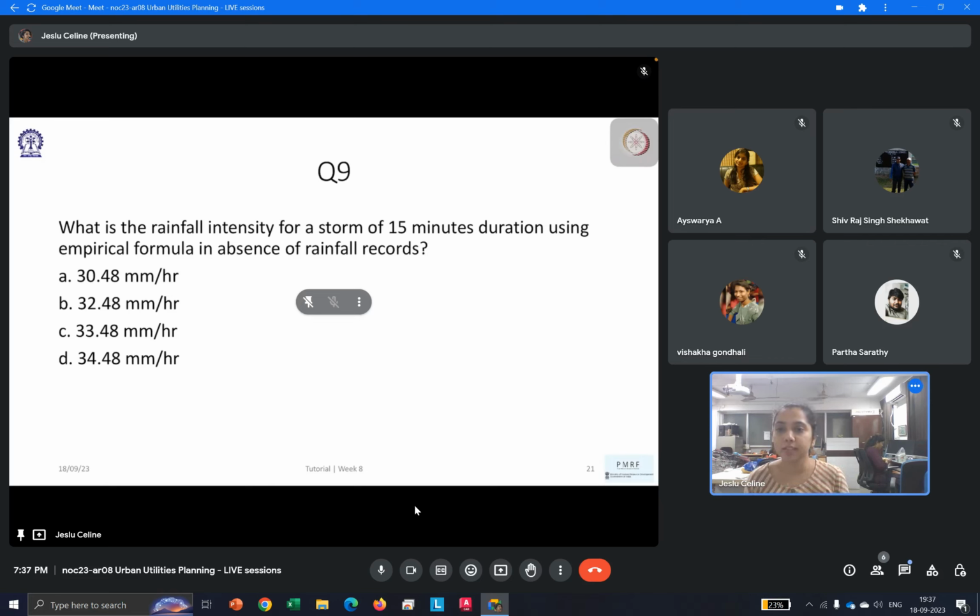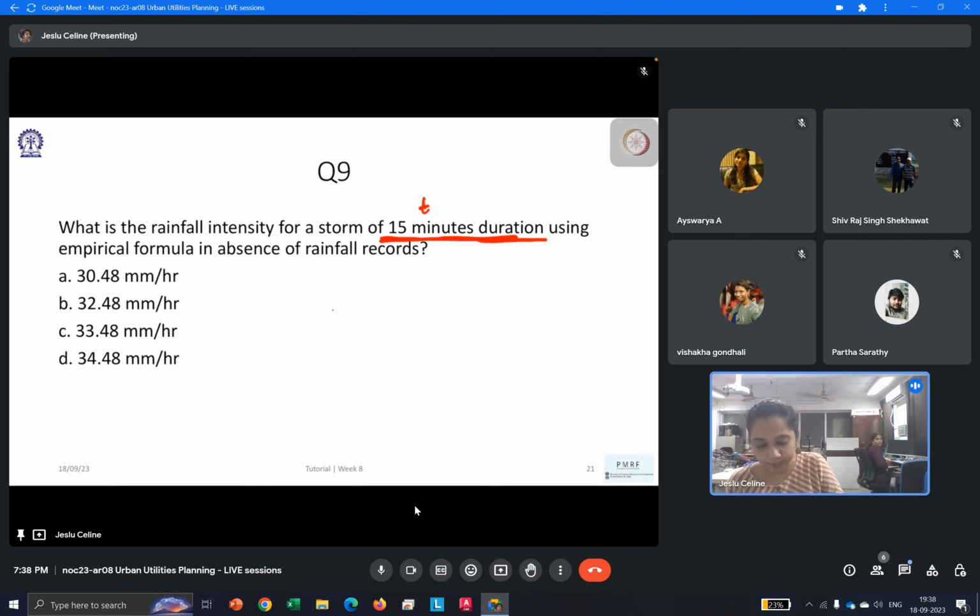Question 9. What is the rainfall intensity for a storm of 15 minutes duration using the empirical formula in the absence of rainfall records? Let's do this. This is a calculation we need to do. The duration T of the storm is given as 15 minutes. Which formula will we use? Do you remember?